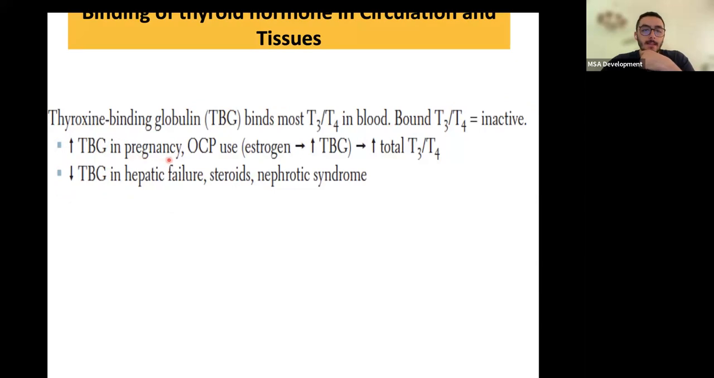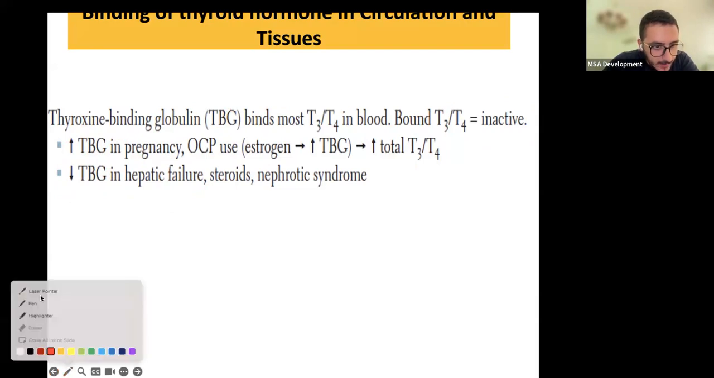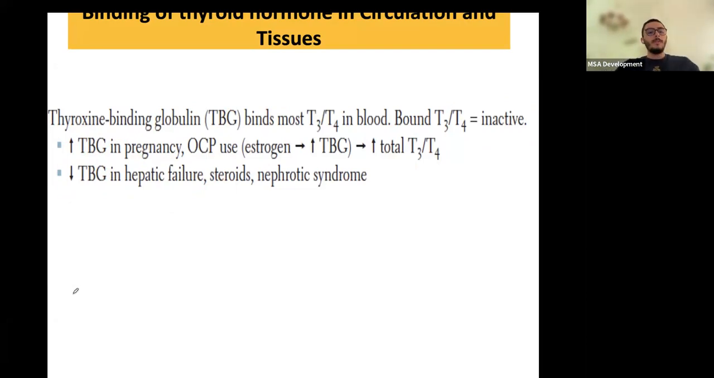In cases of pregnancy or taking estrogen or contraceptive use, we have increased TBG. And if we have increased TBG, we will have an increase in total T3, T4. How and why? Let me explain. Let me just put a pen and explain exactly why. So we have an increase in TBG, yeah?